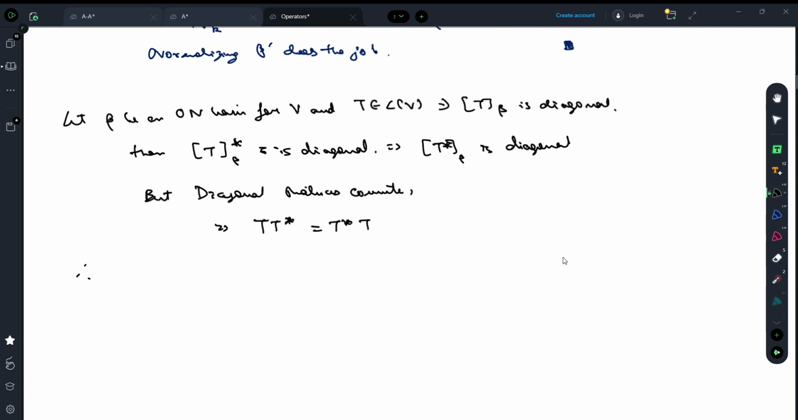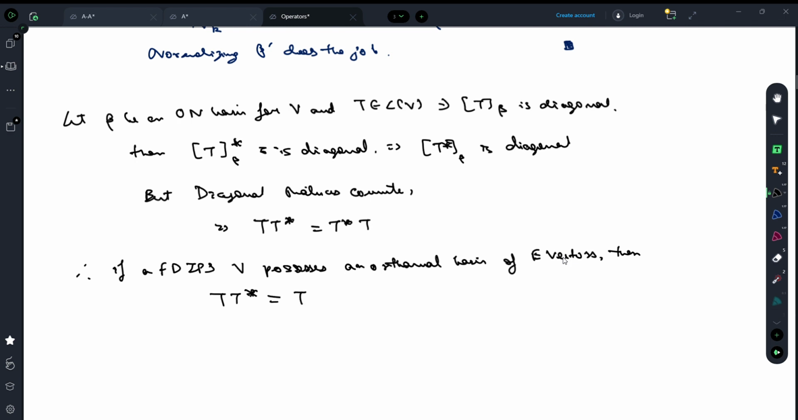So therefore, what we have exactly established is that if a finite dimensional inner product space V possesses an orthonormal basis of eigenvectors, then the linear operator with respect to which we will get a diagonal matrix in terms of this orthonormal basis will commute with its adjoint, right?